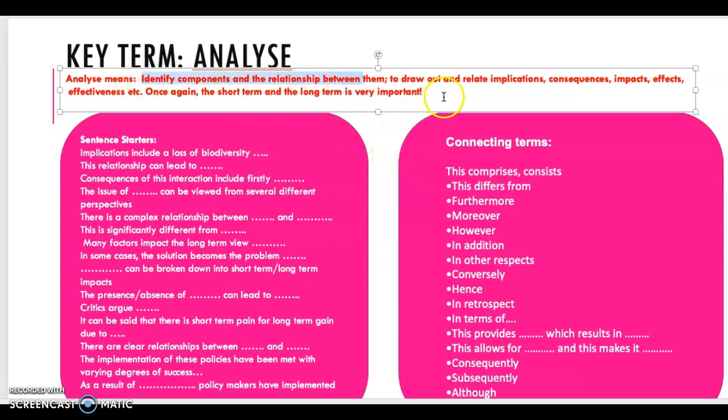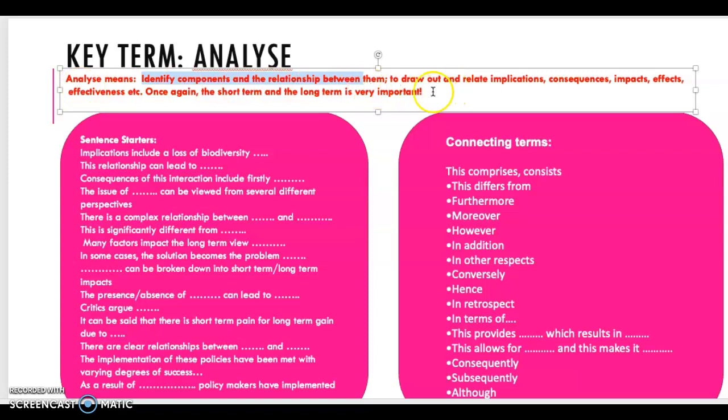What you then need to do is draw out or show what the impact or the consequence of that interaction occurring is. What is the consequence of the interaction between the hydrosphere and the atmosphere when it comes to weather and climate? What is the implication of the interaction between the biosphere and the lithosphere when it comes to coral polyps? You need to make sure you can draw out what the effect is, not just state the relationship.